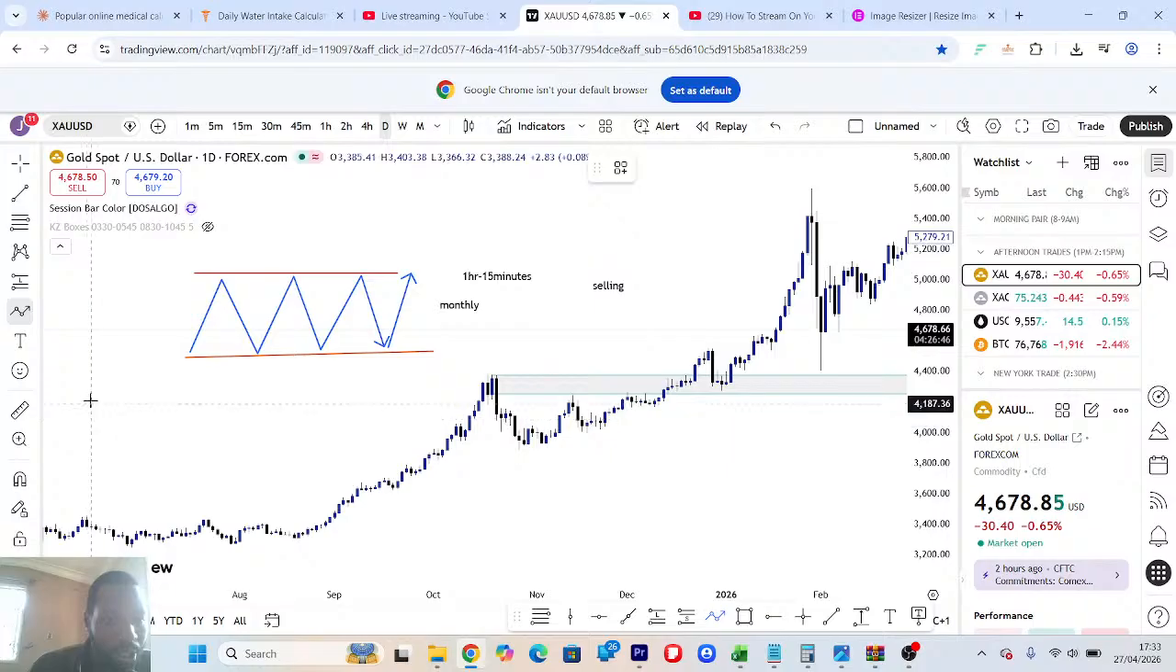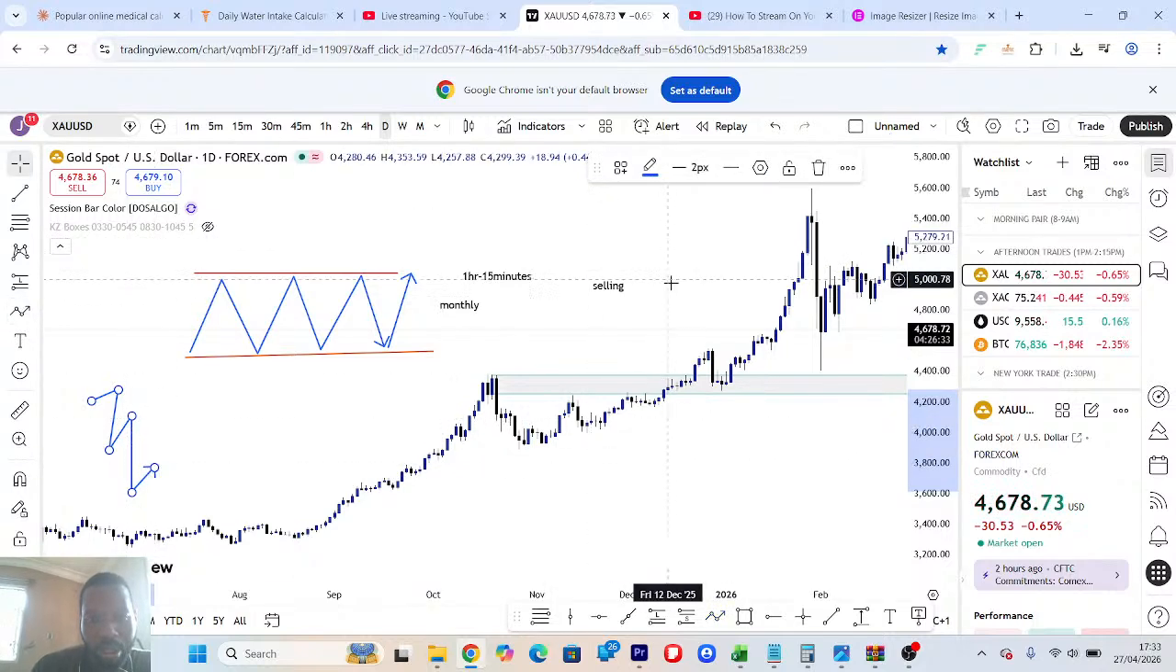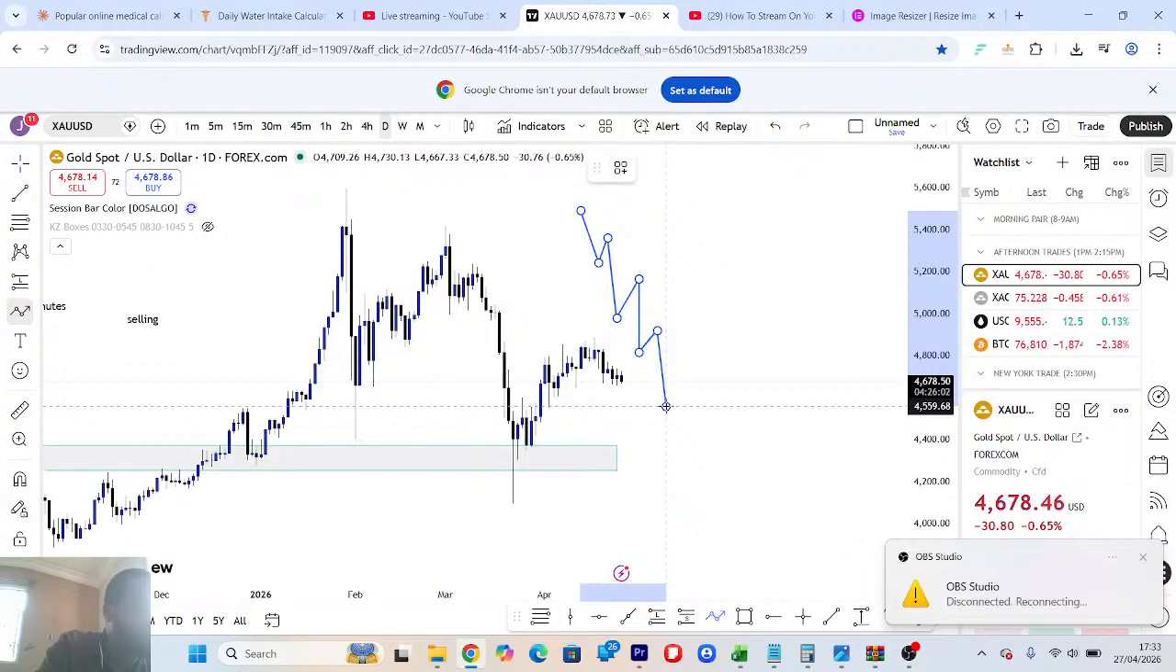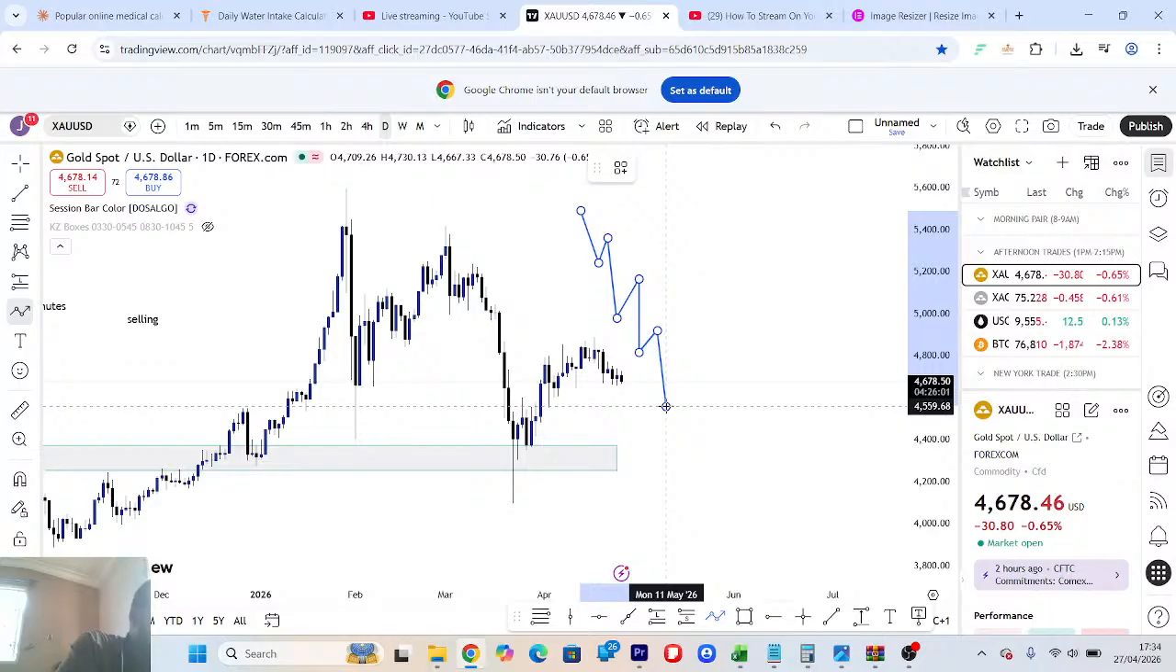So for instance, if market moves in this direction, this way like this, right? Moves like this. Okay, let me leave this place.